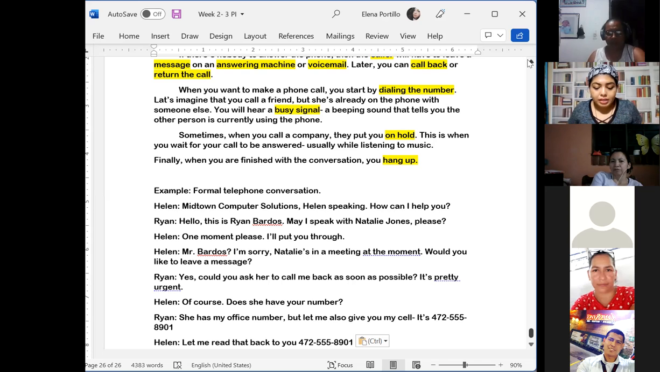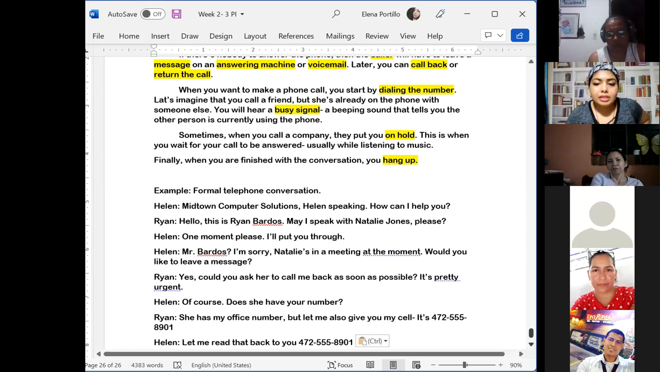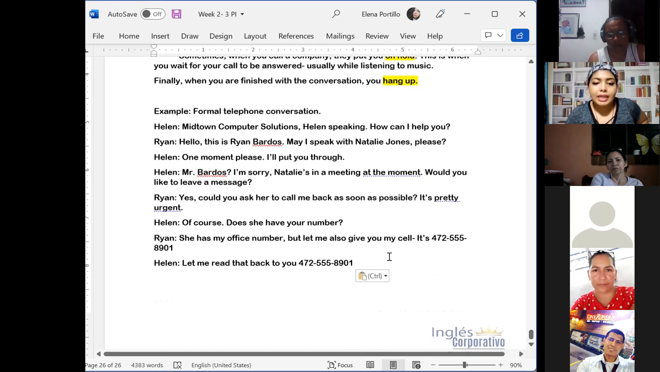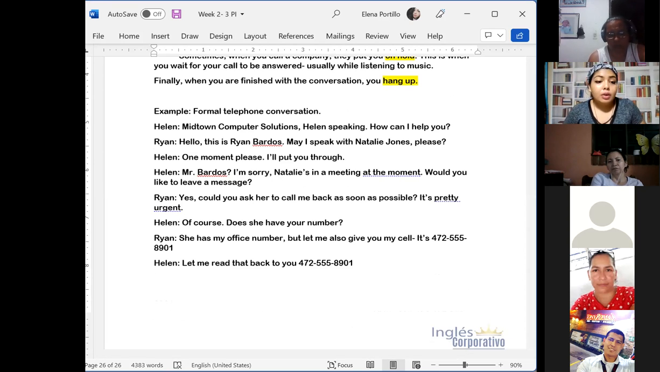So for this conversation, we have a very formal conversation through the phone. Remember that they are talking on the phone, they are not seeing each other. They are on the phone. That is the main thing. So this conversation had another part, that is this one. We're going to end this conversation because it's almost time to end the session.